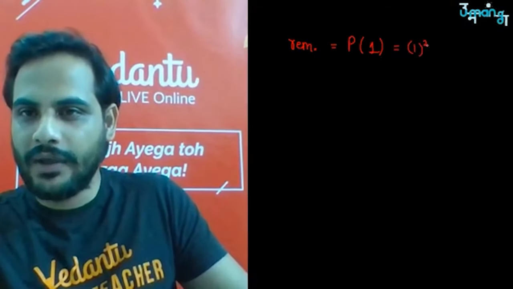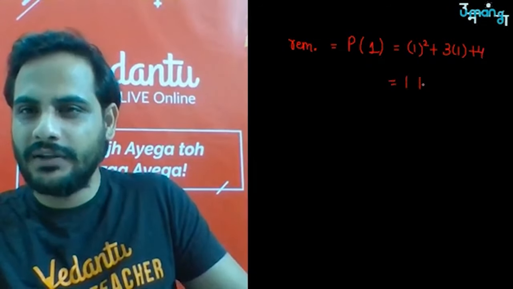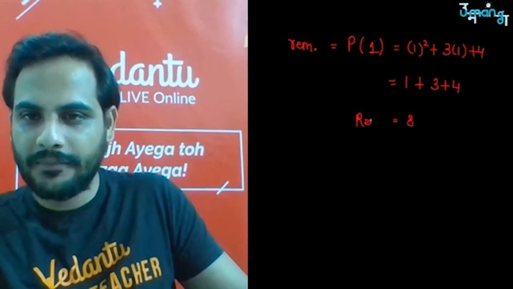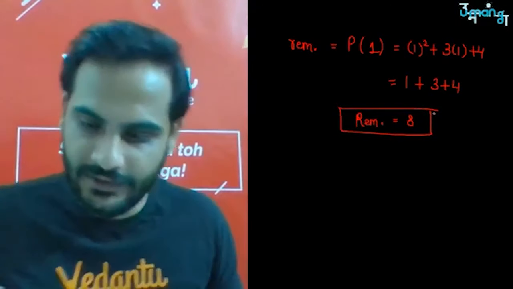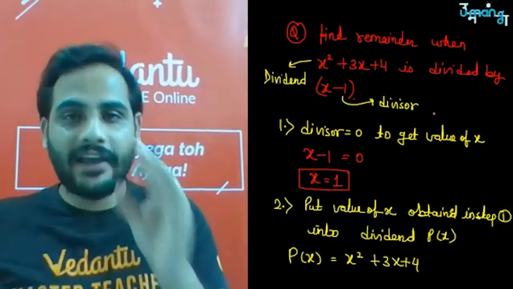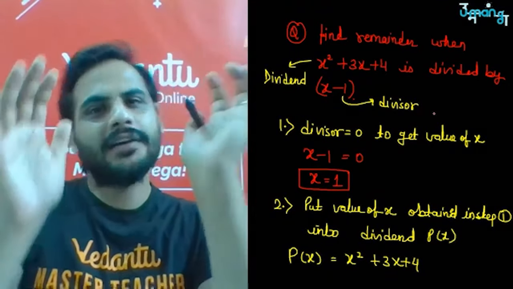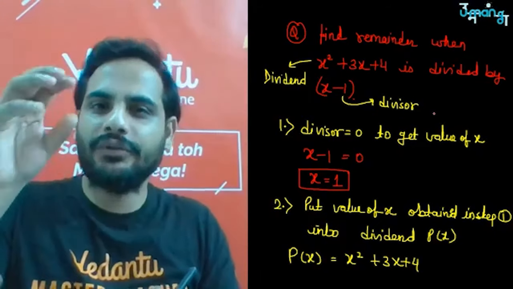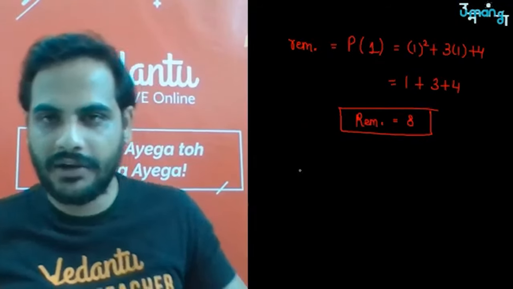So it will become 1 square plus 3 into 1 plus 4. 1 square is 1, 3 into 1 is 3, plus 4. So you have got 8. So your remainder is equal to 8. As simple as that. Step 1, make divisor equal to 0. Whatever value of x you have got, put it in the dividend. Whatever value of the dividend you are getting at that x, that value will be equal to your remainder. So this is your remainder theorem.